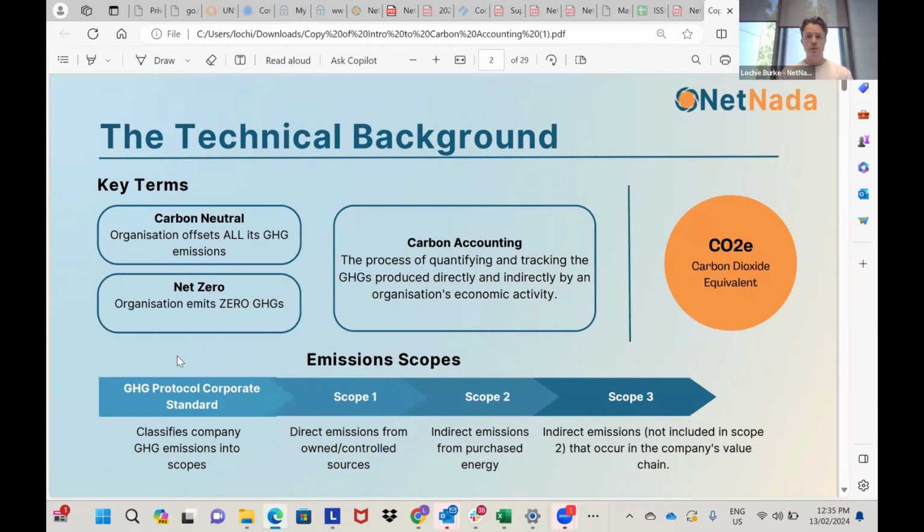So in an introduction to carbon accounting, it's very, very important for us to all understand a few key terms. Carbon neutrality and net zero are probably things that you hear quite a lot about, but it's very, very important to remember that they are different.